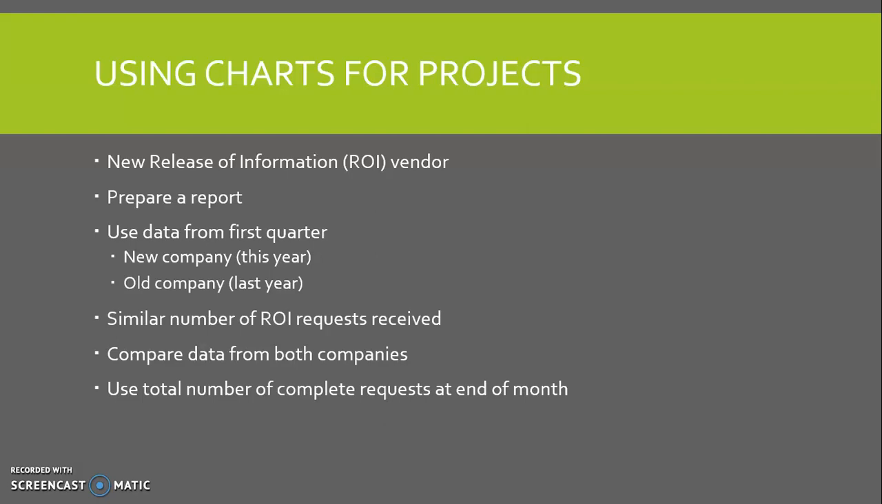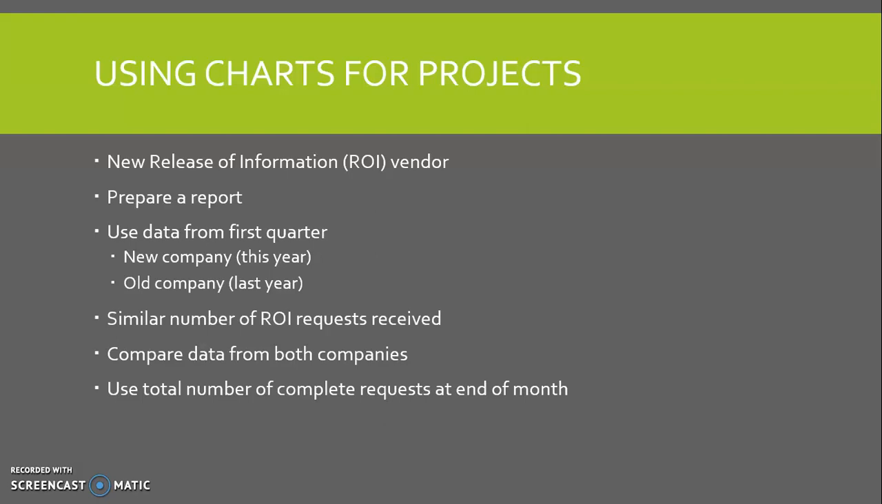One of the tasks for you to complete is to prepare a report on the performance of the new release of information company at the end of the first quarter. You've compiled the information from the old company from the previous year's first quarter, as well as information from the first quarter of the new company. You determine that the number of release of information requests received in the previous year's first quarter and this year's first quarter are similar, and you know that you want to compare both companies.